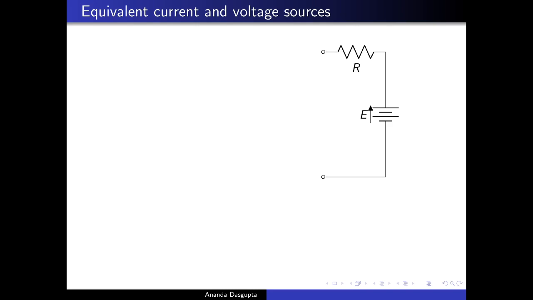A non-ideal voltage source, which is every voltage source that exists really, can be thought of as an ideal voltage source with EMF E in series with an internal resistance R, and this E is something which you will get only if you measure the voltage delivered by your voltage source without drawing any current, the open circuit voltage. How do you get R?